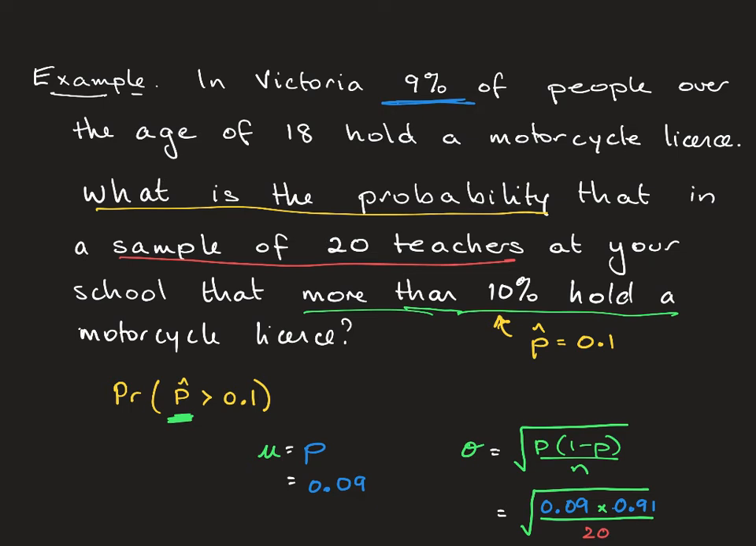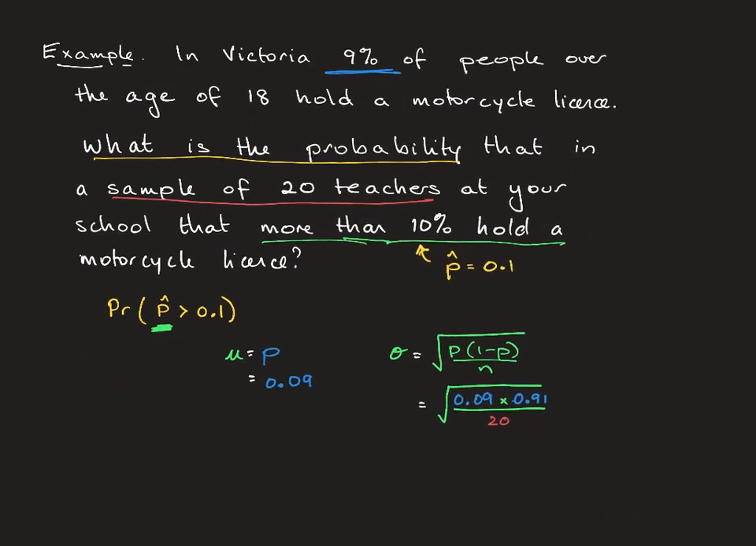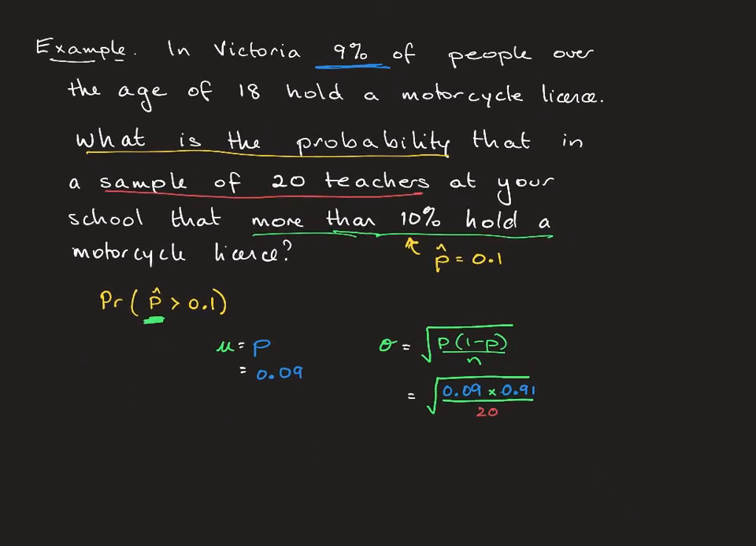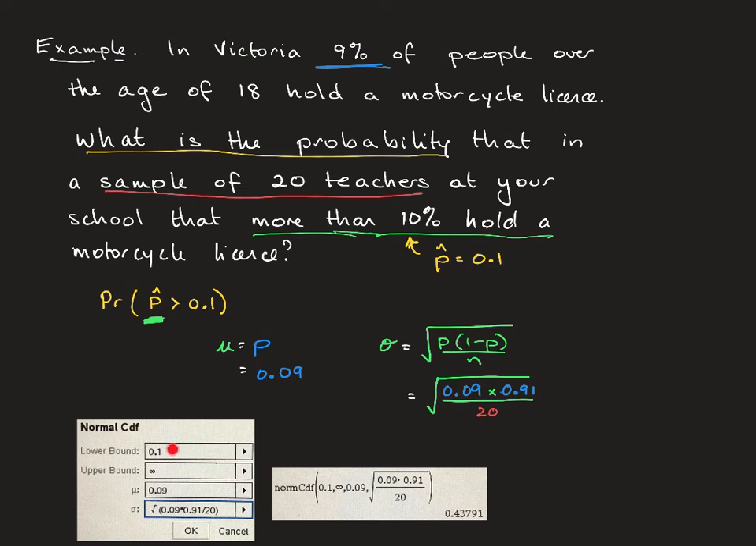So we can go ahead and use our CAS calculator to work that out. And in your CAS calculator, you can actually put this formula straight into the input line. You don't actually have to work this out. And here's what I did with mine. So the probability that I'm working out is that p hat is greater than 0.1. So my lower bound is 0.1. Upper bound for a normal distribution is infinity. My mean is my population proportion. You can see I've put the formula in here.